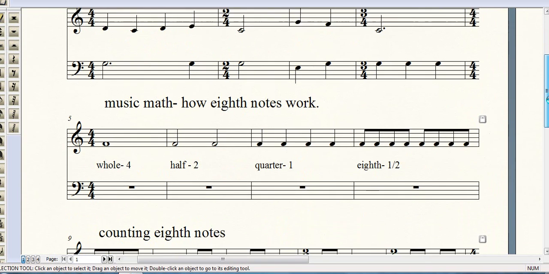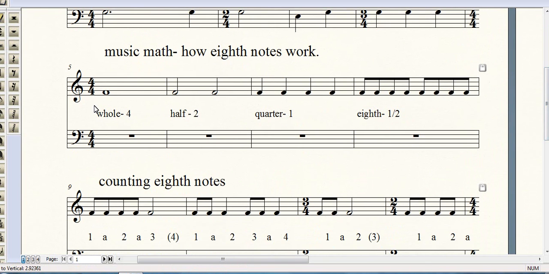Scroll down here a little bit. Now, we've talked about whole notes before. By the way, we're back in 4/4 time for this example. A whole note is 4 counts, and we know it's one big round circle. A half note is 2 counts. A quarter note is 1.